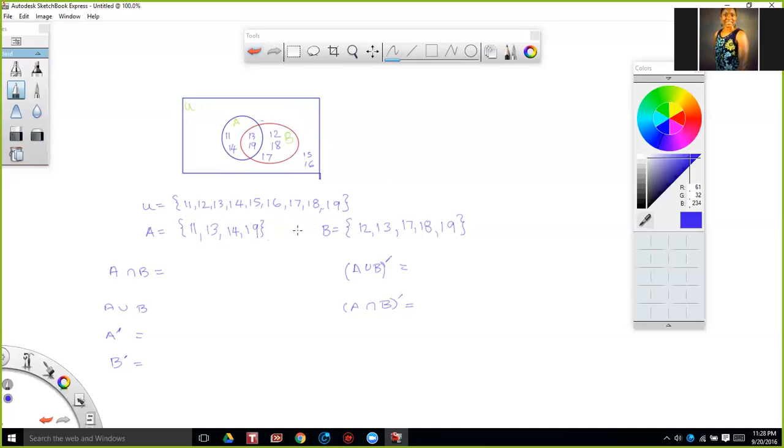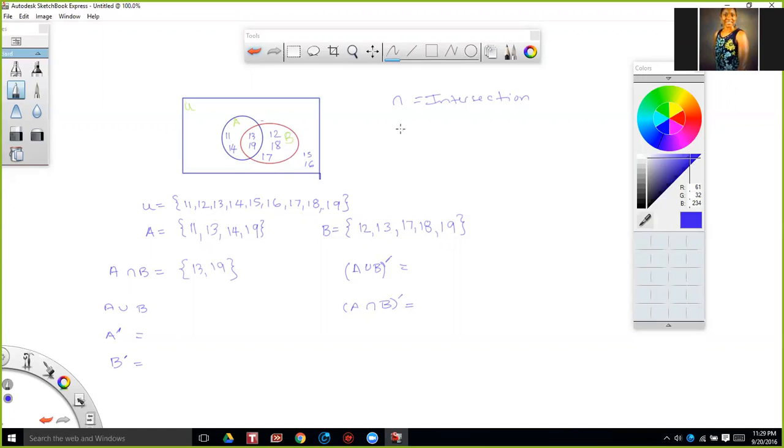So we know what's in the universal set, in set A, and in set B. Now what is this symbol here? Remember, this is the intersection. This is what they have in common, what they share. We look and see where A and B overlap. So the intersection of A and B would be elements 13 and 19.